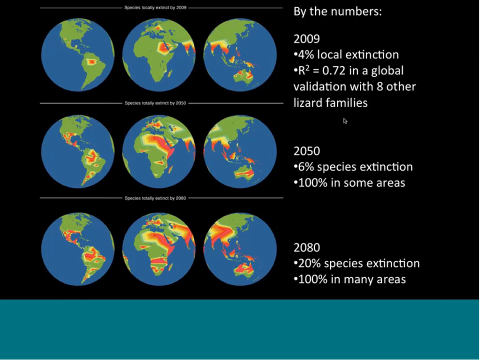So this is the pattern of extinctions in the contemporary, and you can see that we have little dots showing up in Mexico for extinctions. But if you look right now, there are large regions of the equatorial tropics that are under great extinction risk in the 2009 panels.